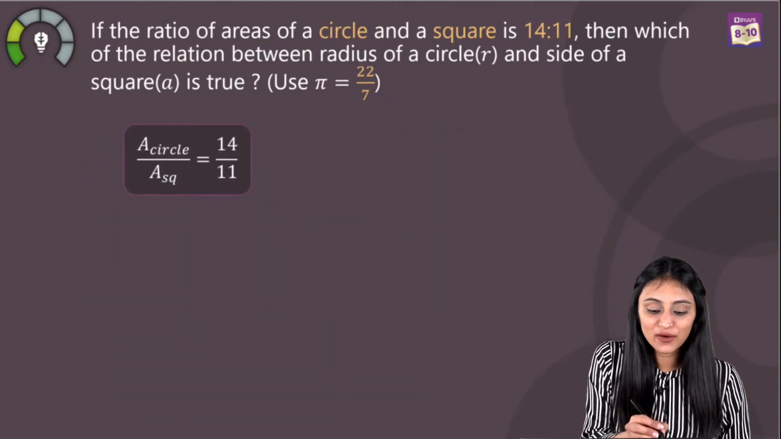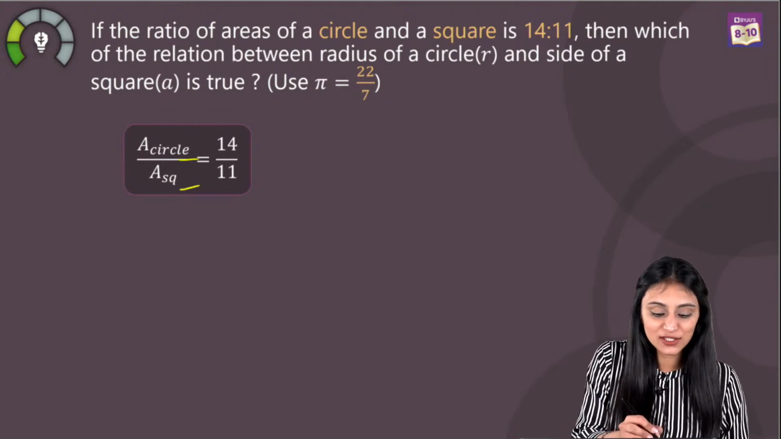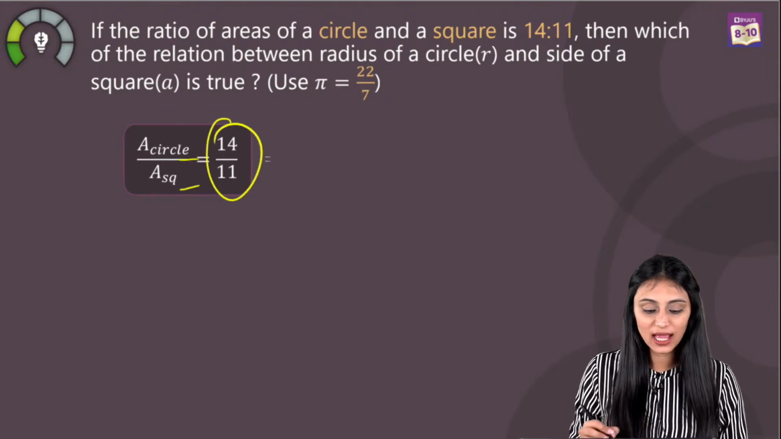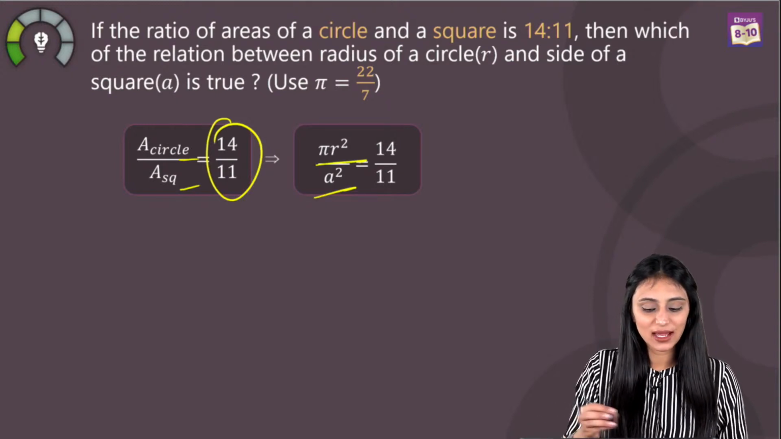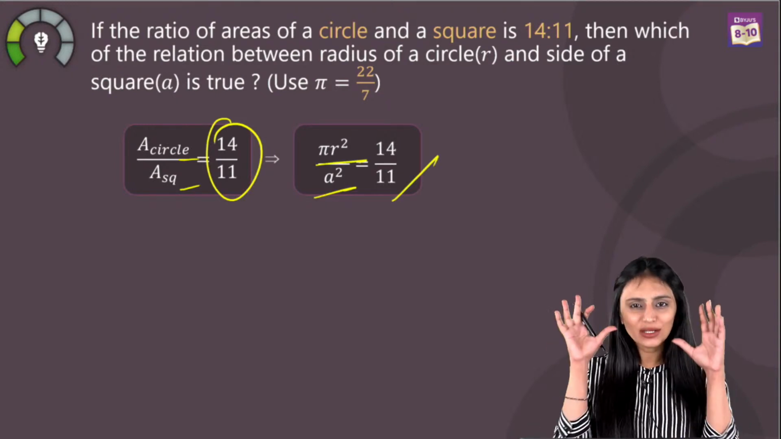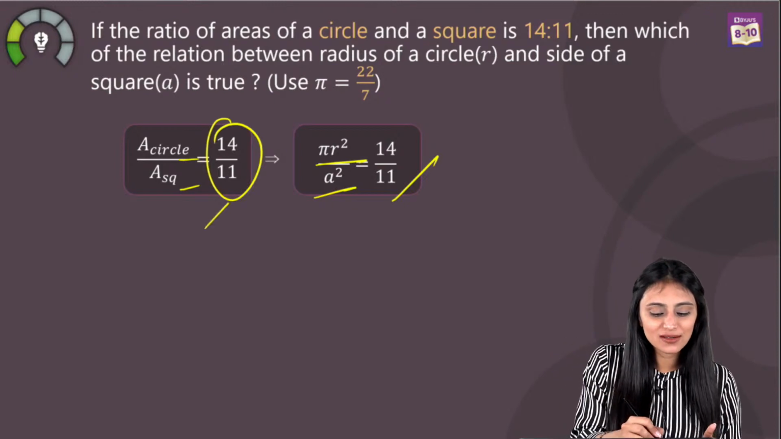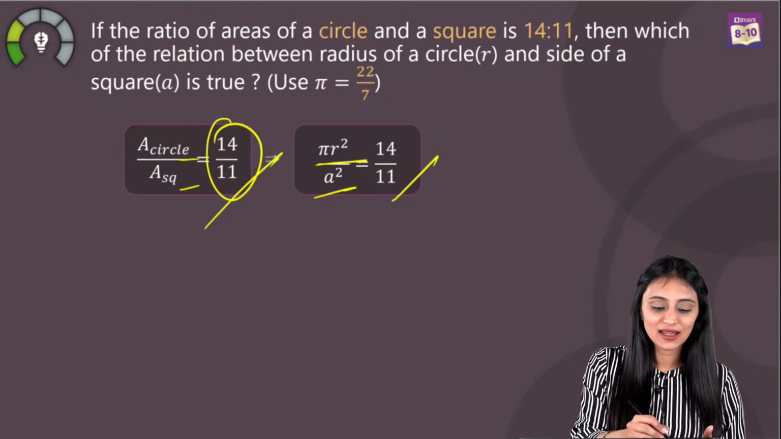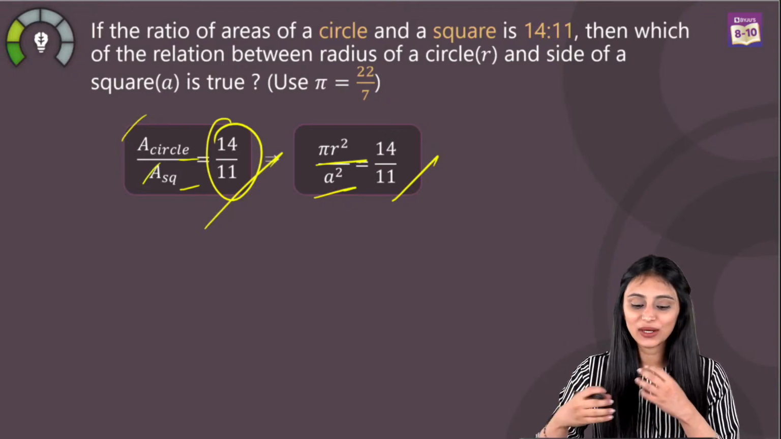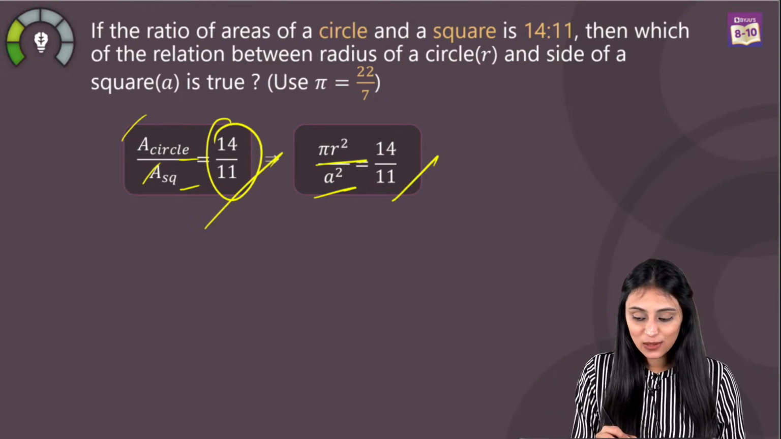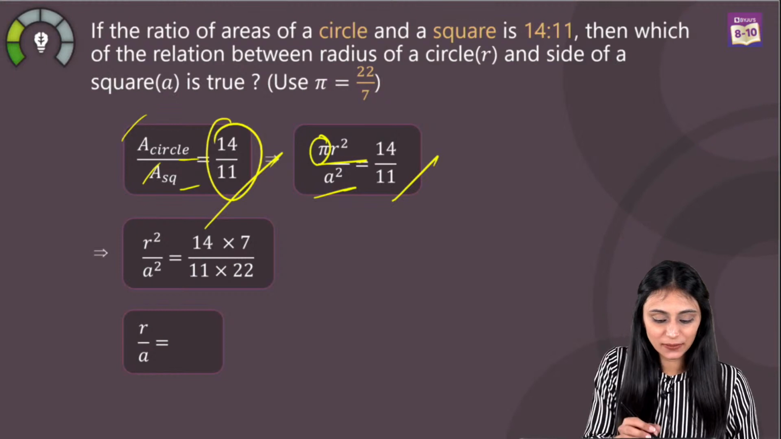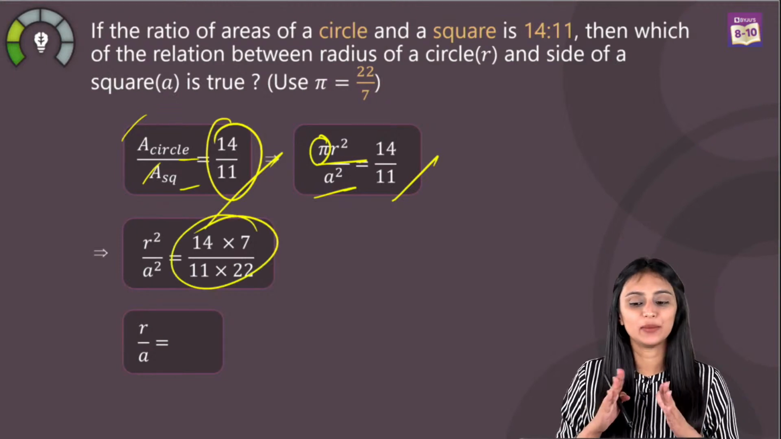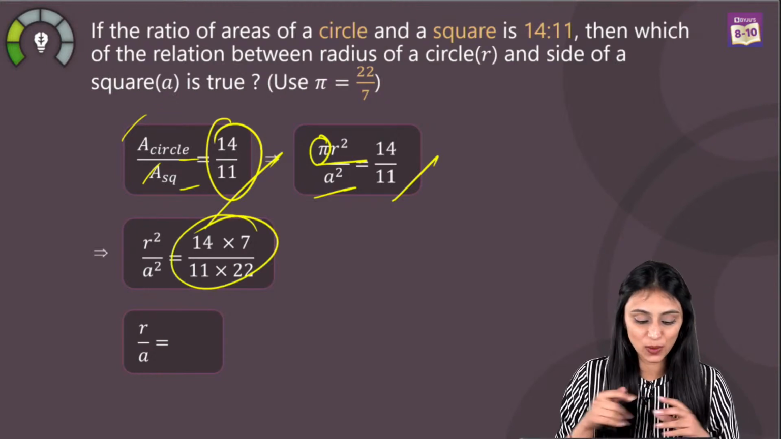Alright, so we have area of circle by area of square, that's 14:11. This is the given information. I can write area of circle as pi r square, area of square as A square. That's equals to 14/11. Whatever information you have in the question, first write that down, right? Like areas were given, so I wrote that down, and then we wrote the formulas. And then what we can see here is that if I write pi as 22/7, it goes to the other side and becomes 14 times 7 by 11 times 22.